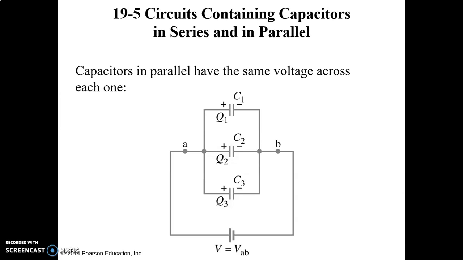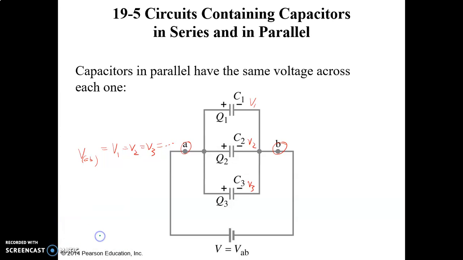All right, so here we have three capacitors that are arranged in parallel. Just like we saw with resistors, the voltage from point A to point B is going to be the same. So your terminal voltage, or your voltage from point A to point B, is going to equal the voltage produced across capacitor 1, and it's also going to equal the voltage generated across capacitor 2, equal to the voltage across capacitor 3, and so on.